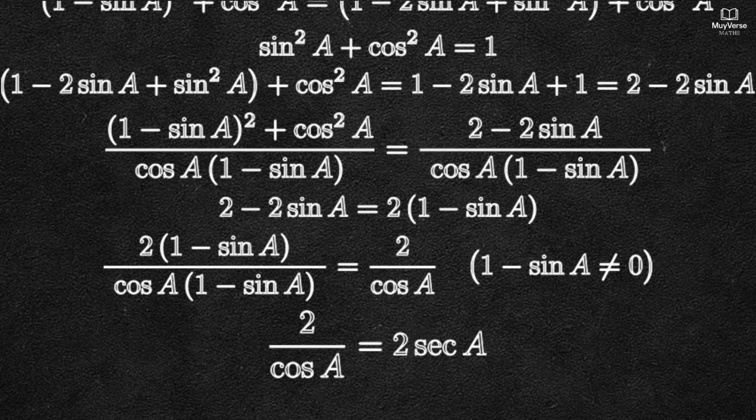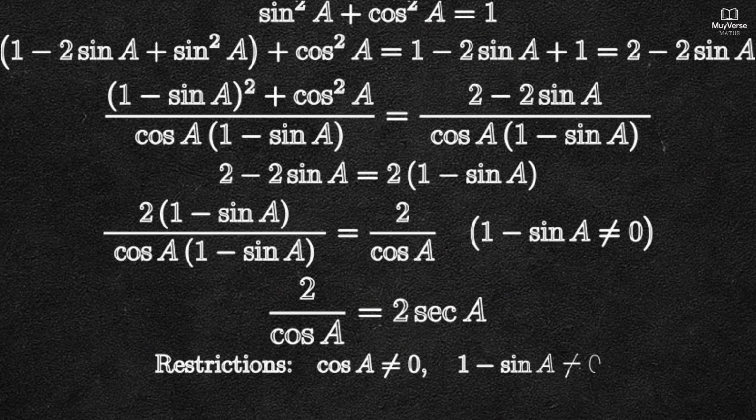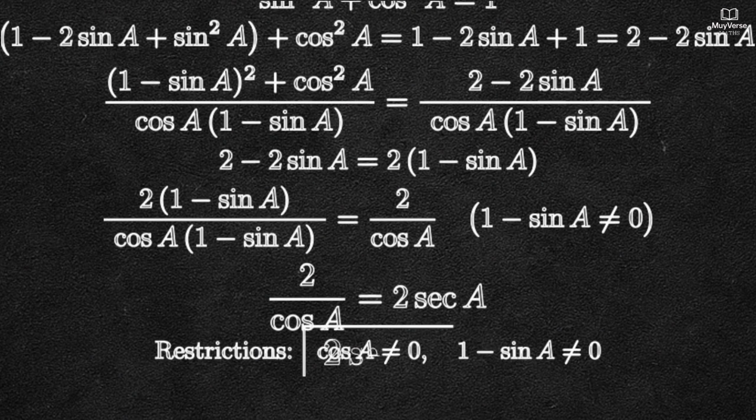Final note on the domain. The original expression requires cosine a not equal 0 and 1 minus sine a not equal 0. Therefore, the simplified result is 2 secant a.